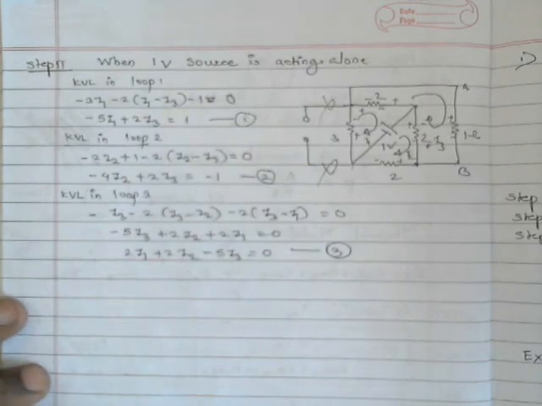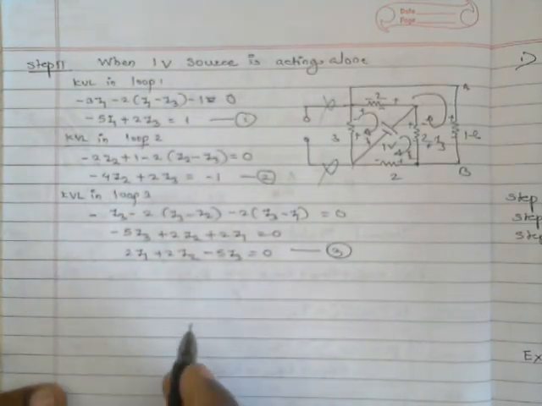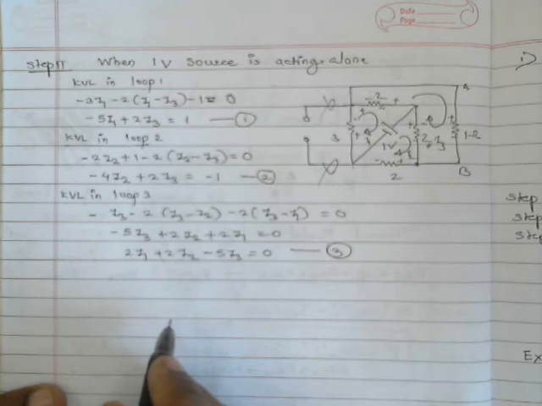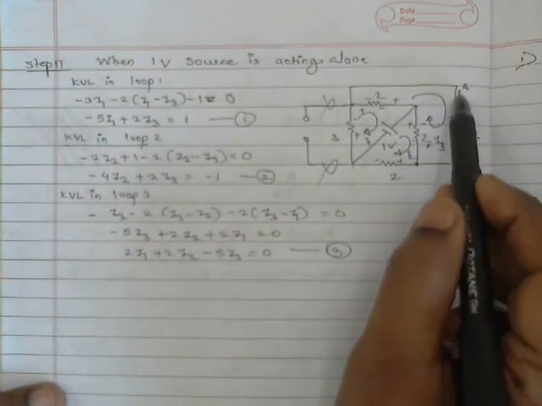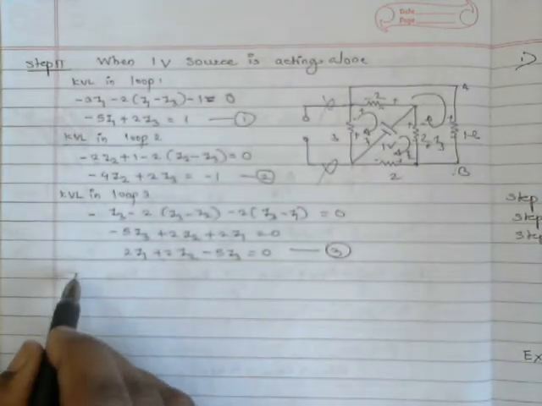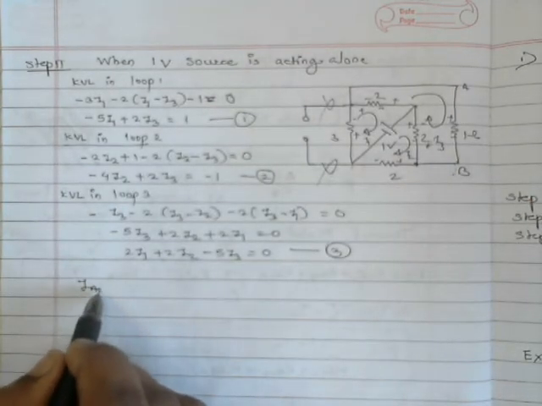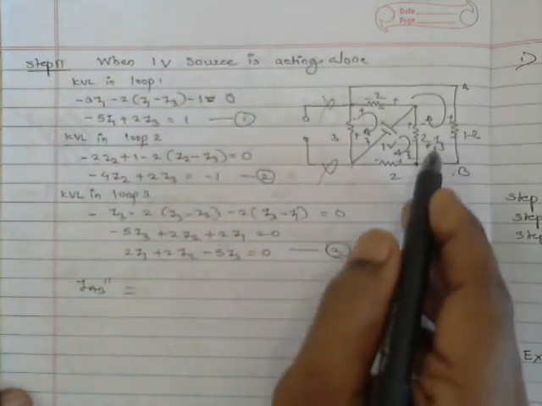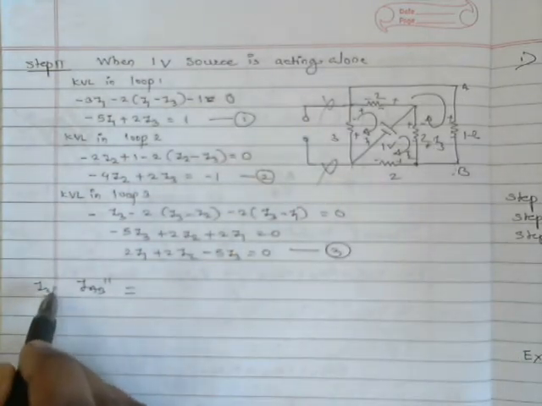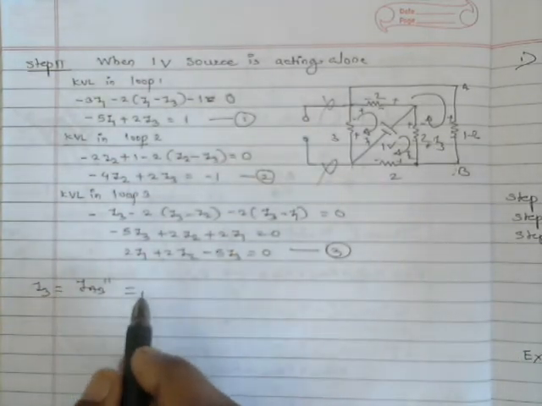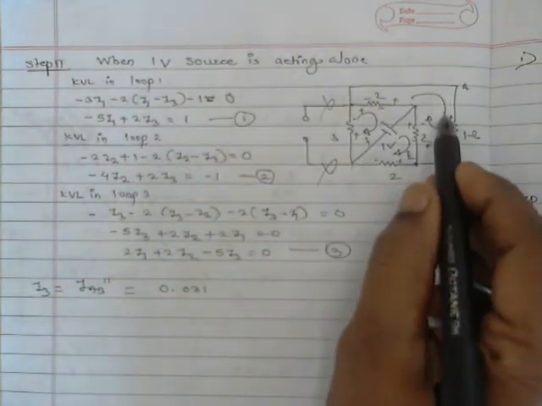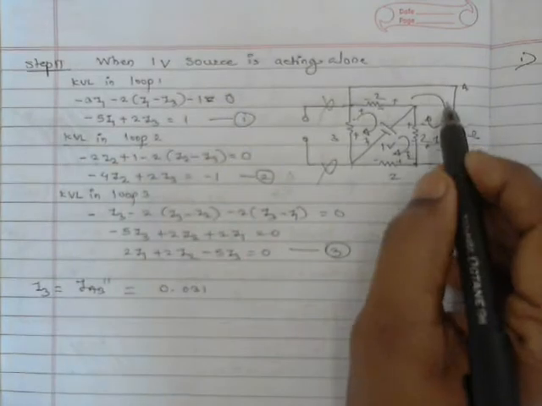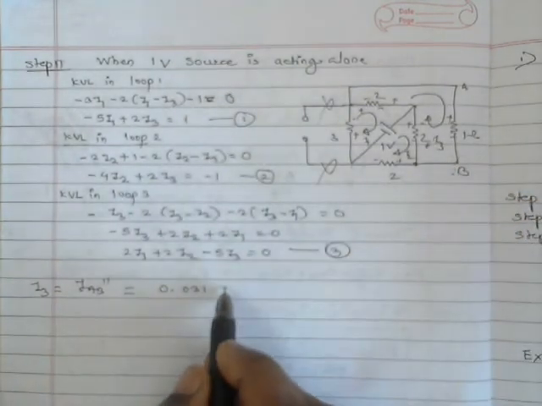We got three equations. Now simply put the equations in the calculator and get the answer, and you get I1, I2, I3. Our interested current is only I3 because I3 is the current flowing through IAB double dash. Here I will write I3 equal to IAB double dash equal to 0.031, and as it is positive, it means our assumed direction is right. So it is downward.